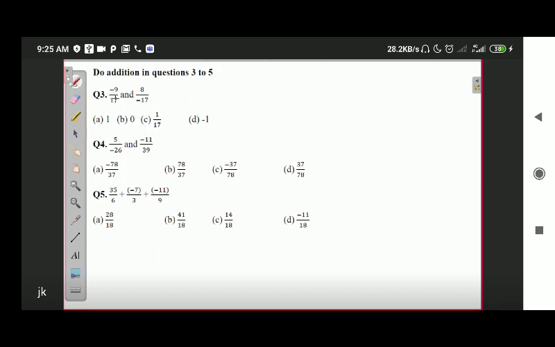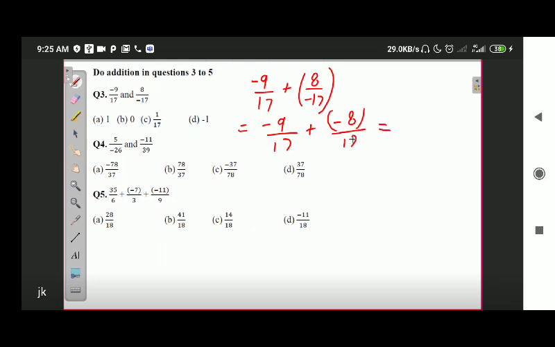Addition is minus 9 upon 17 and 8 upon minus 17. You have to add both of these. So what you need to do is you have to add minus 9 upon 17 plus 8 upon minus 17. You have to do this addition. Okay, so what you are going to do is first of all you will bring the negative sign from the denominator to the numerator. This will be minus 9 upon 17 plus minus 8 upon 17. After that you will see that it is a common denominator, so you take the common denominator, minus 8 minus 9, this will be minus 17 upon 17. So your final answer is going to be minus 1. Okay.